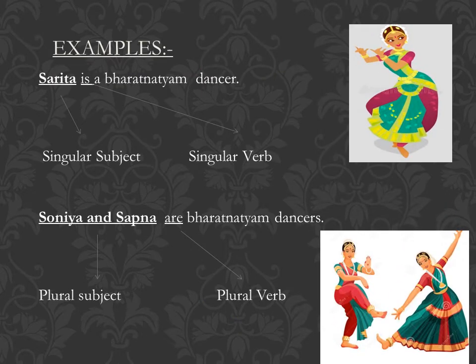Here are some examples. Sarita is a Bharatnatyam dancer. Here, Sarita is a singular subject, so we will use is as it is a singular verb. Sonia and Sapna are Bharatnatyam dancers. Here, Sonia and Sapna are a plural subject, so we will use are as it is a plural verb.